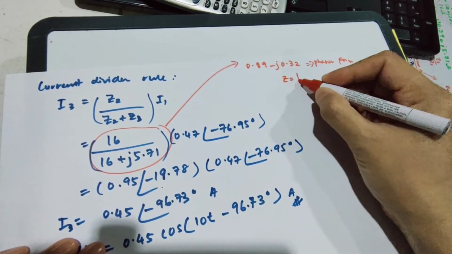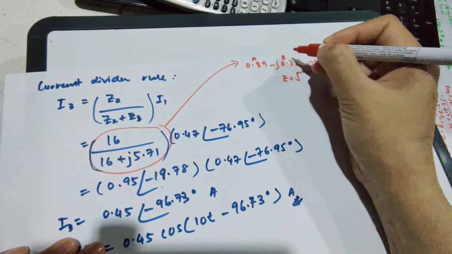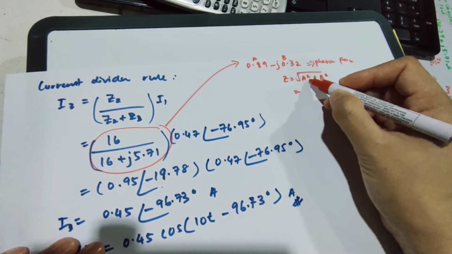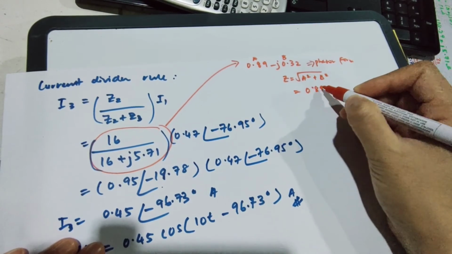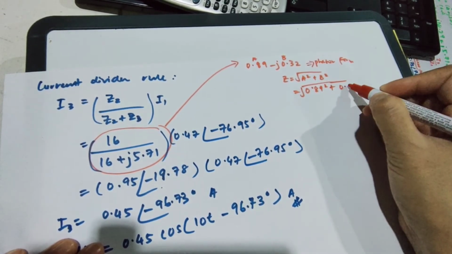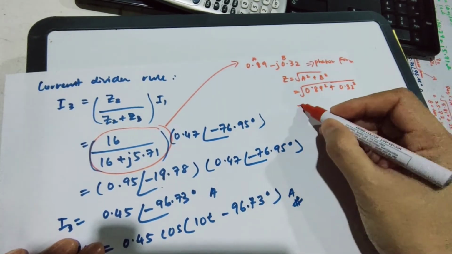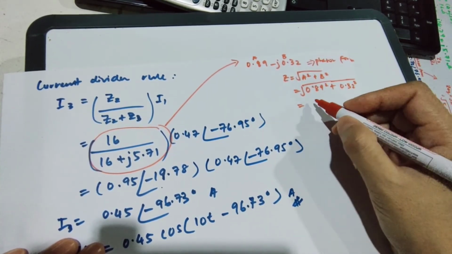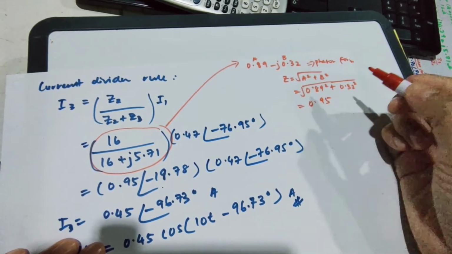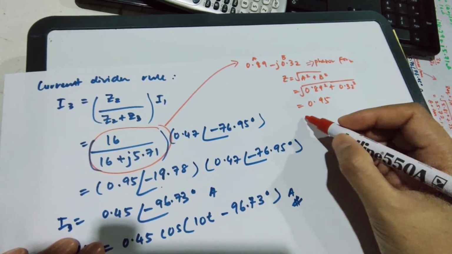any z. So this is A, this is B. A kuasa 2 tambah B kuasa 2. A kuasa 2 is 0.89, plus 0.32. Then you will get the answer 0.95. You try to do it, whether you can get it or not.